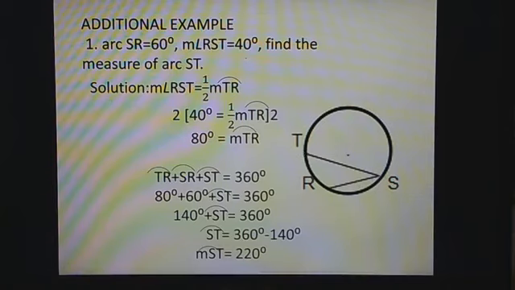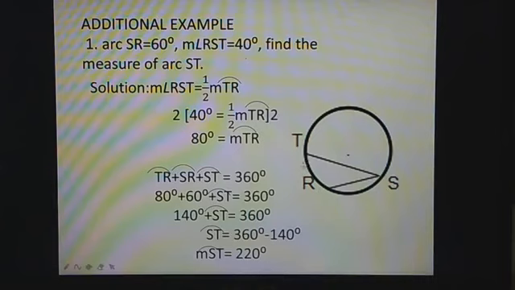TR. So we have here angle RST is 40 equals 1/2 of the measure of arc TR, the unknown arc. So using the multiplication property, in order to find the measure of arc TR, we obtain arc TR is 80 degrees. Since arc SR is 60 already given, and we found that arc TR is 80.